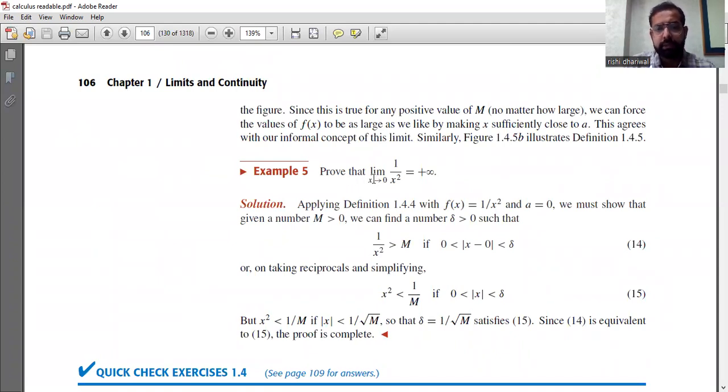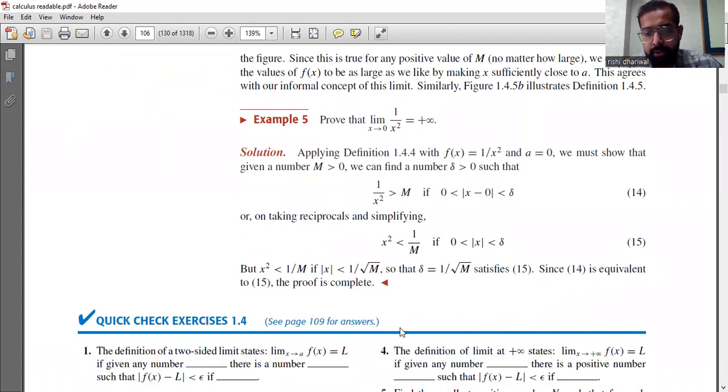Prove that the limit as x approaches 0 of 1 by x squared is positive infinity. Applying the definition, f(x) is equal to 1 by x squared and a is equal to 0. That means we must show that given a number M greater than 0, we must find a delta such that 1 by x squared is greater than M if 0 is less than mod x less than delta. This means x squared is less than 1 by M and mod x is less than 1 by under root M. That means delta is equal to 1 by under root M, which implies the limit as x approaches 0 of 1 by x squared is equal to positive infinity.